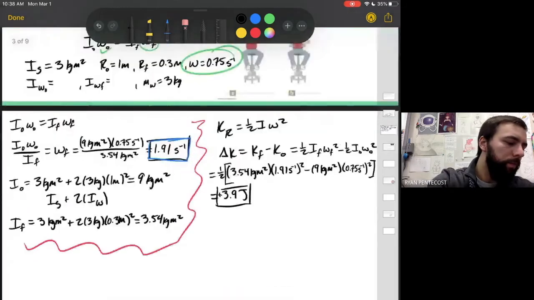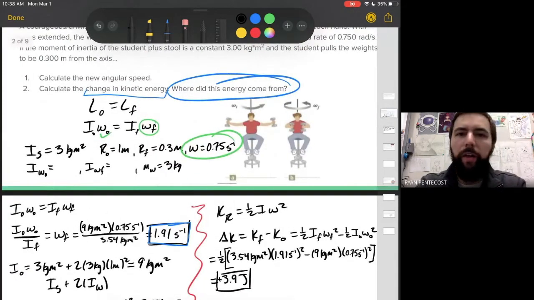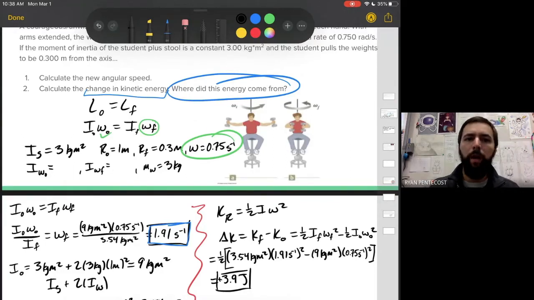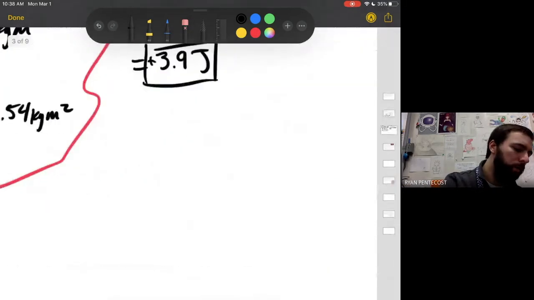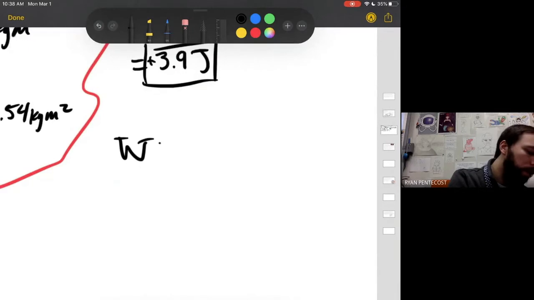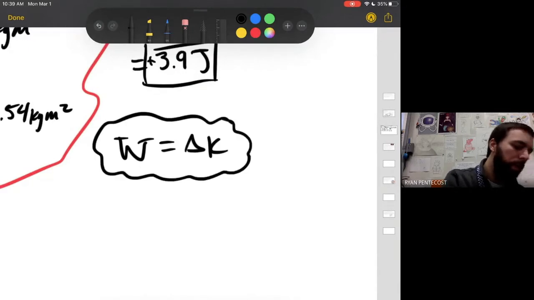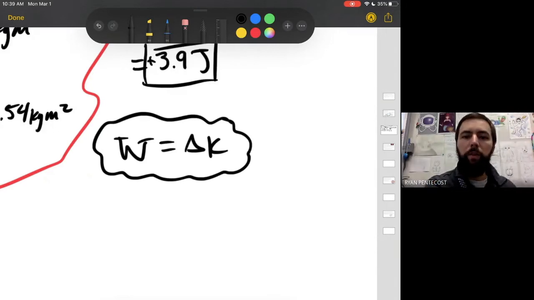Now, why are we having an increase in kinetic energy if our system is not doing anything, right? It's just kind of moving internally. Well, what's happening is this energy is coming from work done by the student, right? A force is being exerted over a distance. And we know, using the work kinetic energy theorem, that any work done can lead to a change in kinetic energy. So this student is doing work.